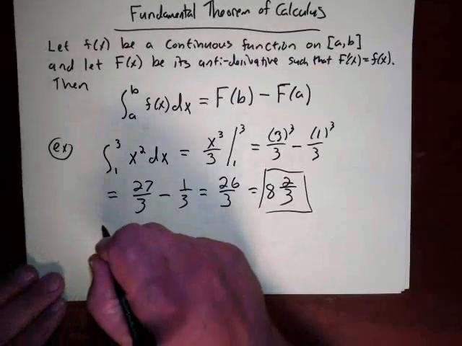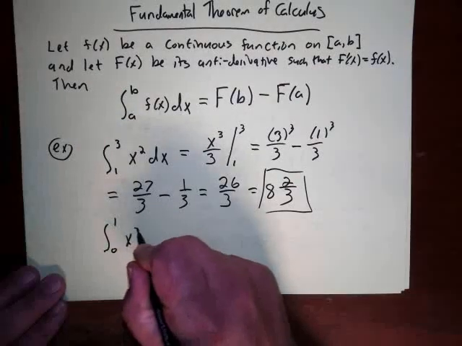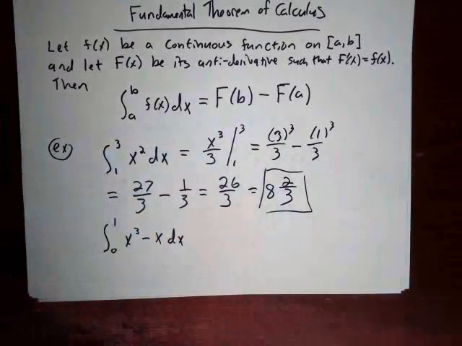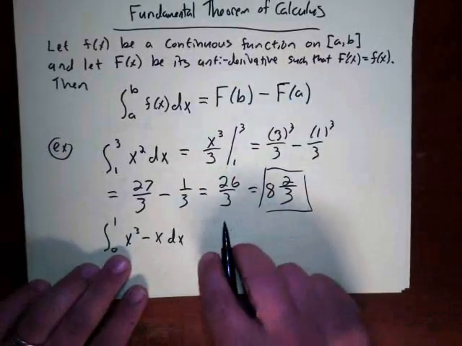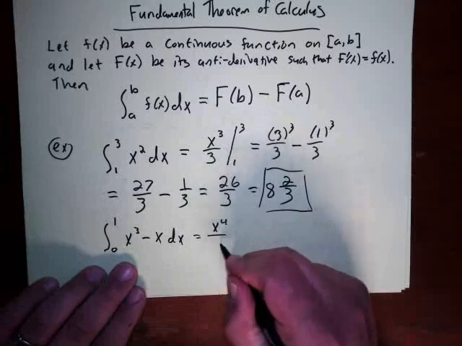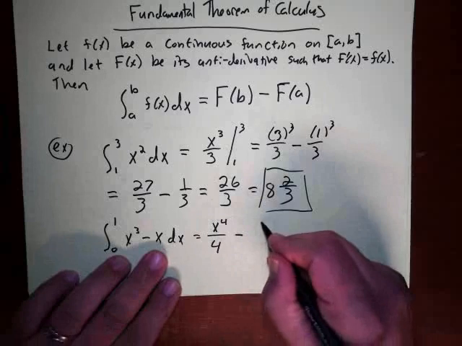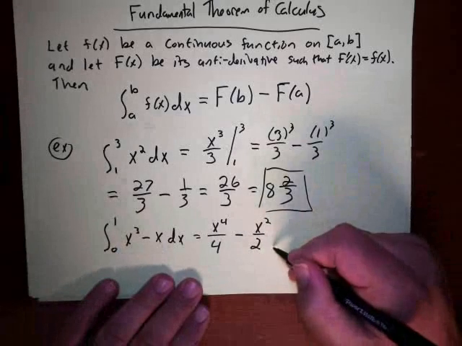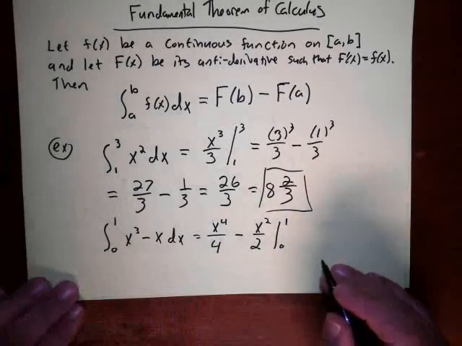So let's do the other one that we did. We did the integral from 0 to 1 of x cubed minus x dx. This is the one that you did. And we'll use the fundamental theorem. We can find the antiderivative. It would be x to the 4th over 4 minus, this one would be x squared over 2. And we're going to evaluate this from 0 to 1.